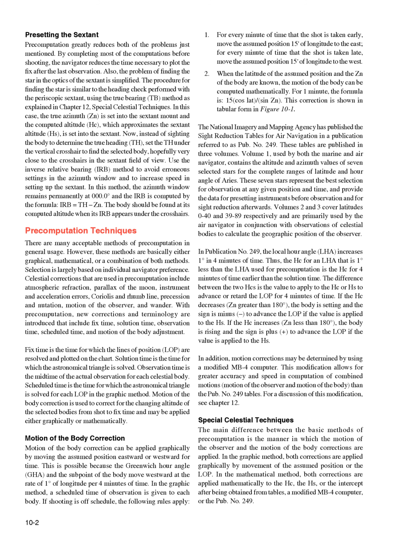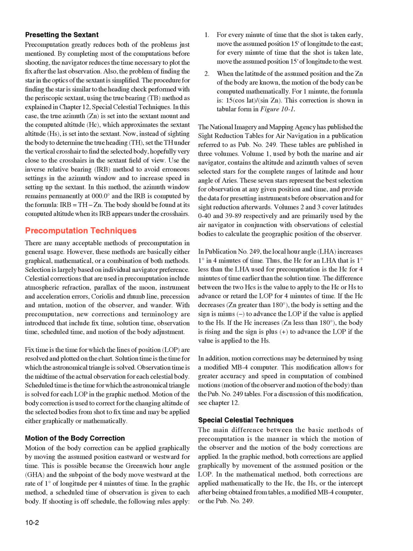1. For every minute of time that the shot is taken early, move the assumed position 15 minutes of longitude to the east. For every minute of time that the shot is taken late, move the assumed position 15 minutes of longitude to the west. 2. When the latitude of the assumed position and the ZN of the body are known, the motion of the body can be computed mathematically. For 1 minute, the formula is 15 times the sine of the latitude times the sine of ZN. This correction is shown in tabular form in Figure 10.1.